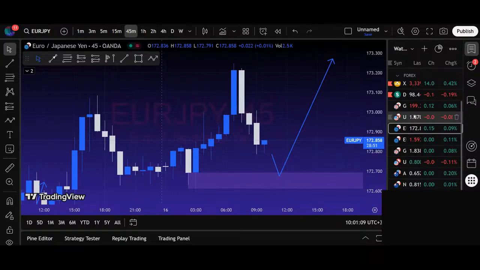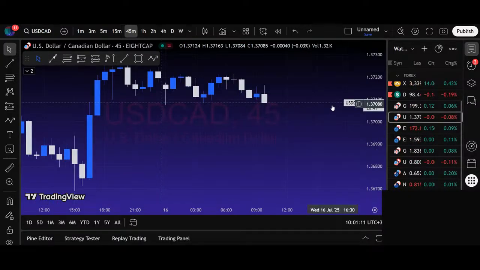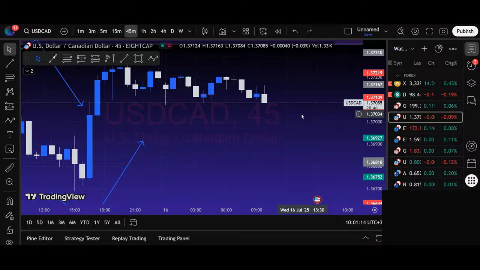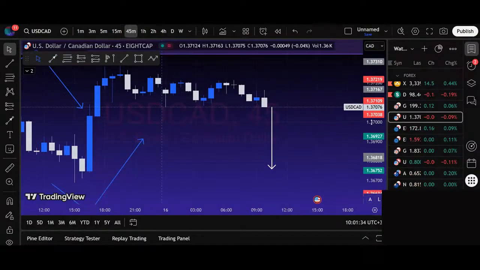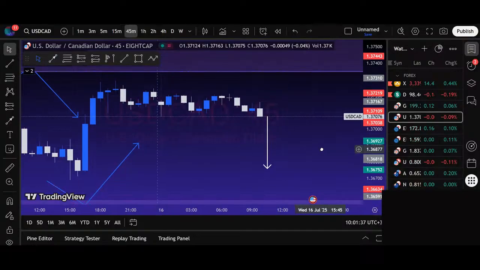I'm going to share every setup right now. This is USD card. We're looking for sales. Go baby, go baby. I hate chasing. I'm not telling you to chase. Remember this place. This is where I want it to come so that we can sell.